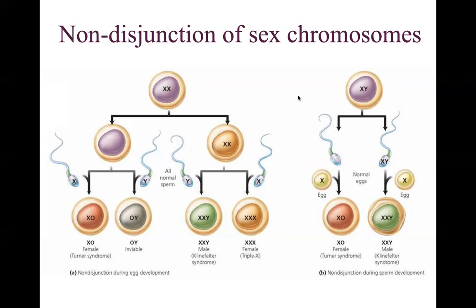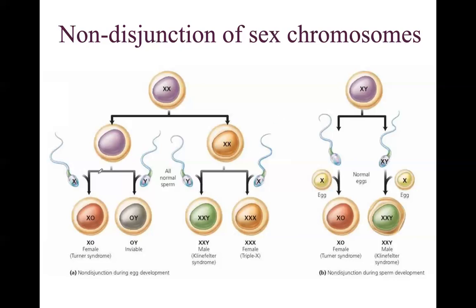So what we're going to see here on the screen is how we get some of this non-disjunction occurring and giving us these different syndromes. Okay, let's take a look. On the left-hand side, we're going to see the development of eggs. See up here up top, we have an X and an X. We're going to do our final meiosis 2. In meiosis 2, remember, these are supposed to separate. So you get an X in one egg and an X in another, but non-disjunction occurred. What happens? This egg gets nothing. This egg gets 2.